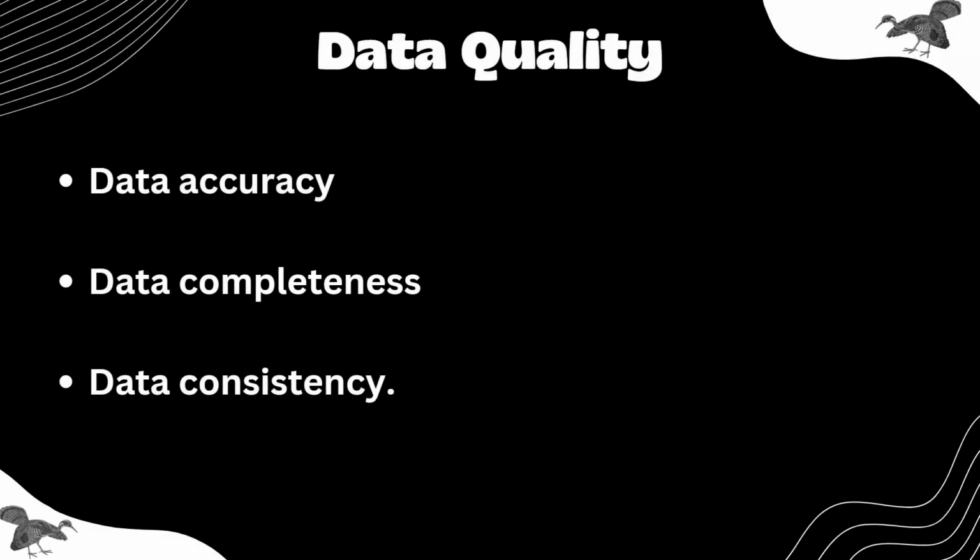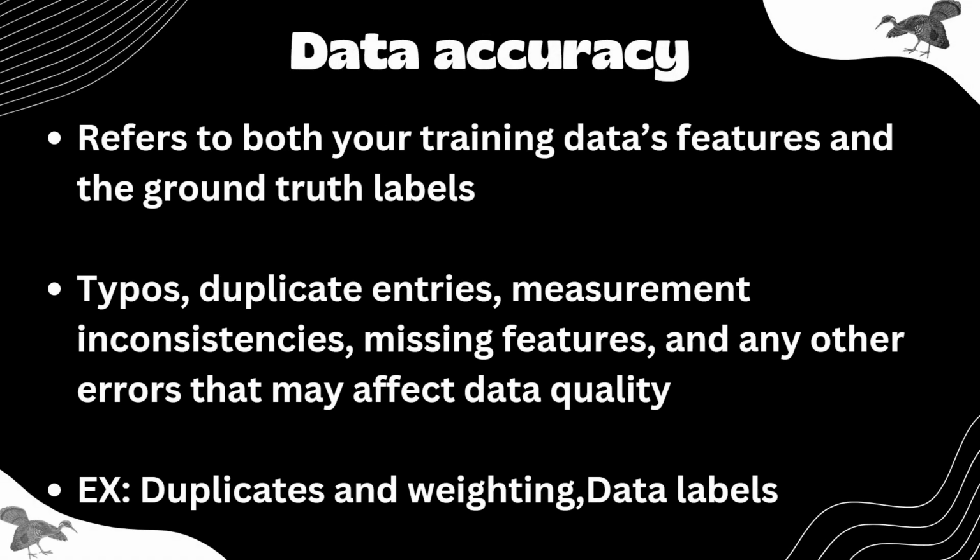because even the best algorithms need accurate, complete, and consistent data to learn properly. For data accuracy, we mentioned before both features and labels must be correct. If your data is mislabeled, even by a small amount, the model can become biased or inaccurate. Data imbalance is also a big issue here.